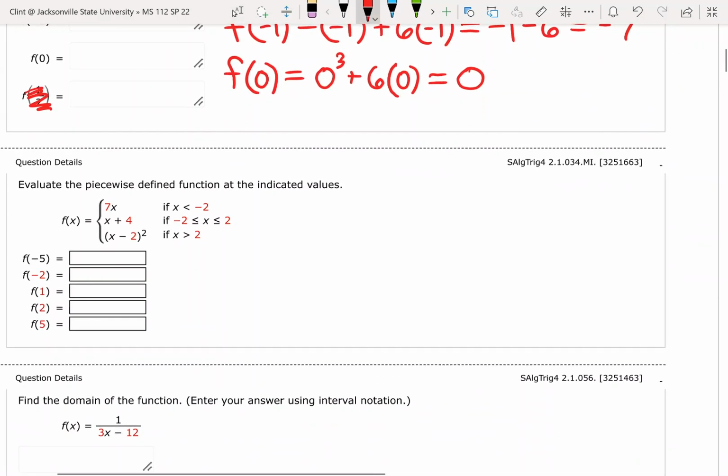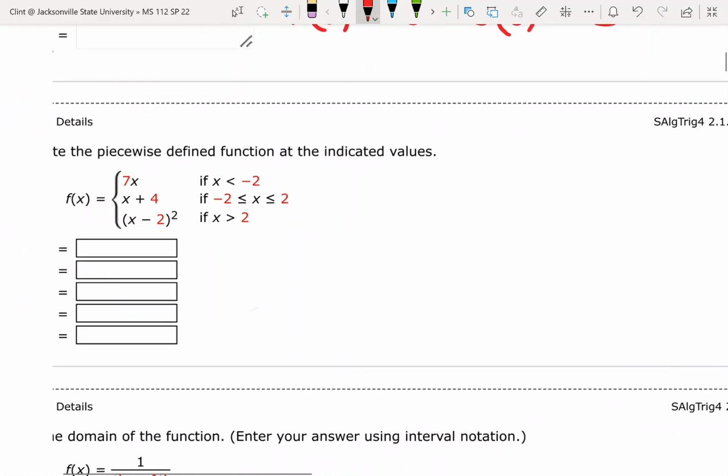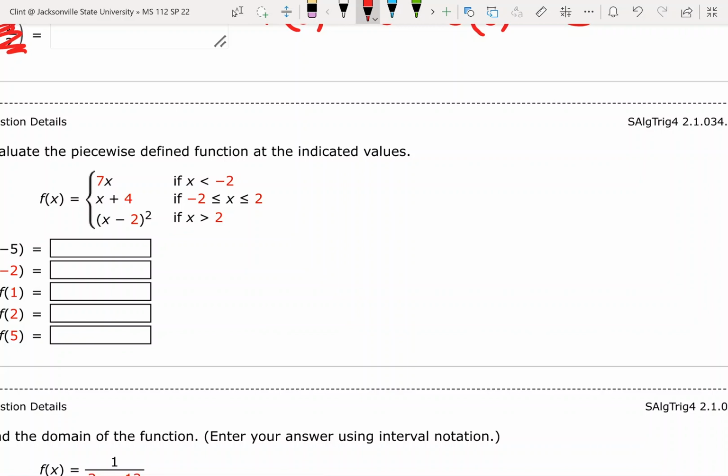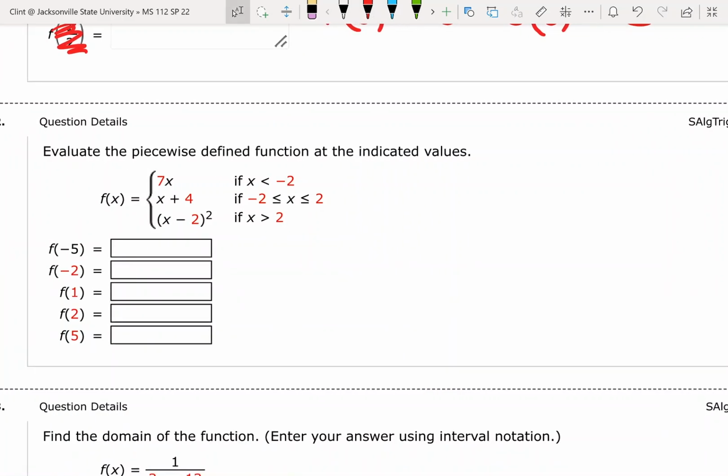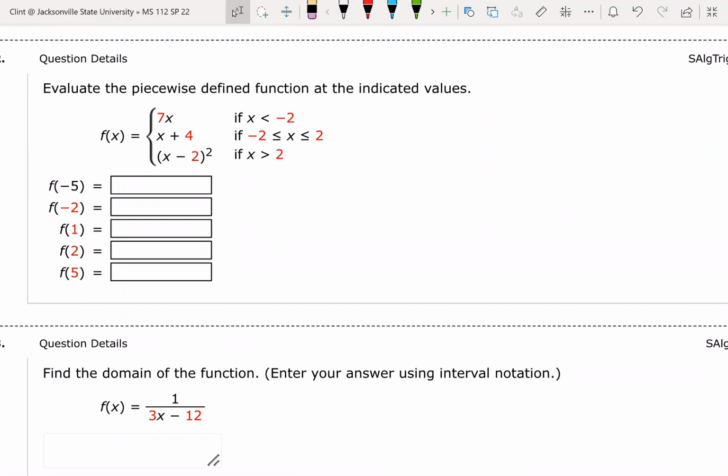Number 2, we've got the same thing, but we've got a piecewise function. So we just need to remember how to use these things. Remember, we've got the conditions for which x values we use which piece of the function over on the right side. Like this one says, if our x value is less than -2, we use the top. For x values between -2 and 2, we use the middle. Or if our x value is bigger than 2, we use the bottom. Okay.